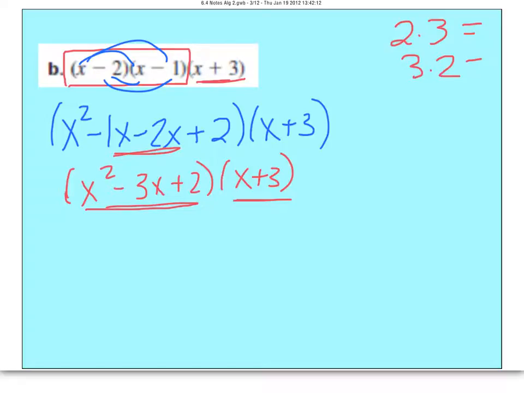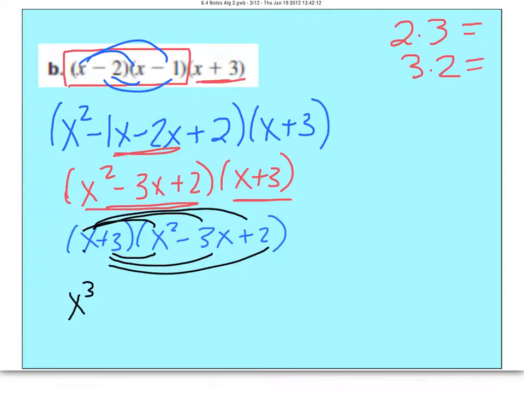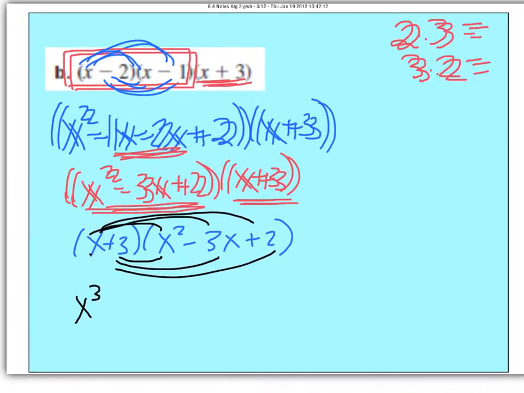So if we do this, and again, I'm going to take this x and have it touch all of those. This 3 is going to touch all of those. And we're going to multiply it out just like the last problem and see what we get. So let's do x times x squared is x cubed. A positive x times a negative 3x is going to be negative 3x squared. Positive x times a positive 2, plus 2x. Take the 3 times an x squared, plus 3x squared. A 3 times a negative 3x, negative 9x. A 3 times a positive 2, plus 6.